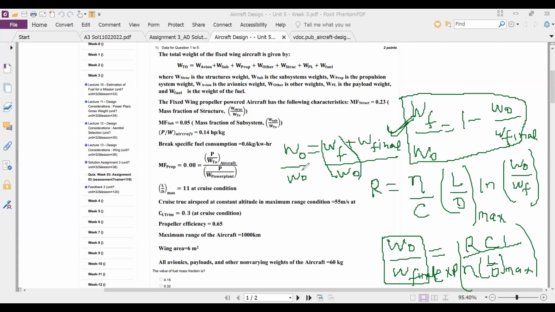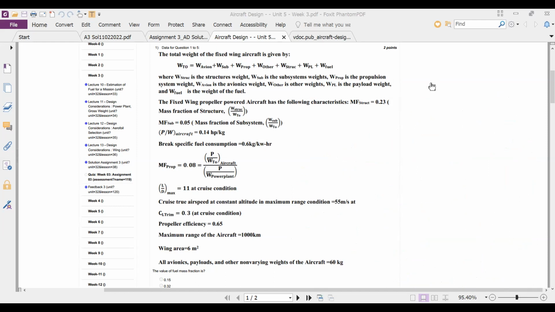So W naught divided by W naught becomes 1, which is equal to the fuel fraction WF over W naught plus W final over W naught. This is the fuel fraction, right? And this W final over W naught is known to you. This is what you just computed here, right? Inverse of this. So you can just take the inverse of this and then substitute here, put it on the right side, and you have the fuel fraction. Okay. I think it's clear to everyone, right?